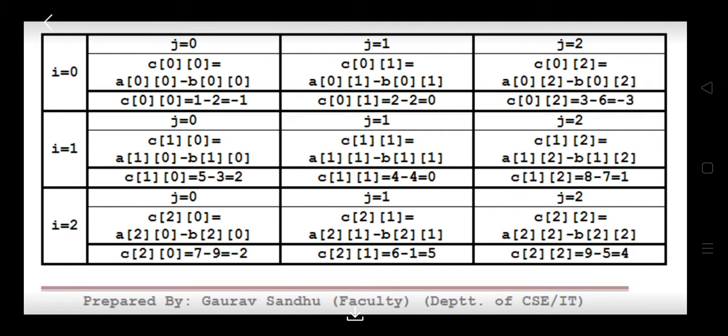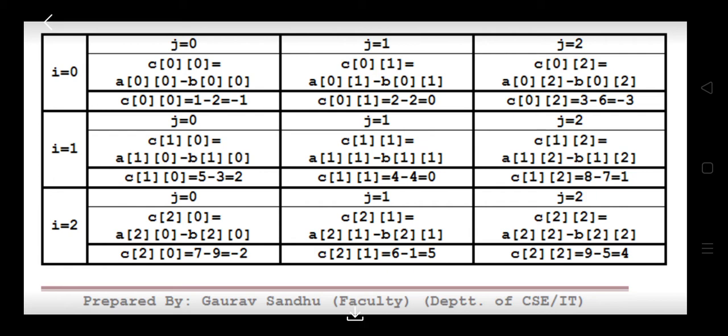When i is equal to 0 and j is equal to 1, this means that we will be processing C01, A01 and B01. We will subtract A01 and B01. Whatever the result is, it will be stored in C01 of the matrix C. Now C01 is equal to 2 minus 2, which is equal to 0.